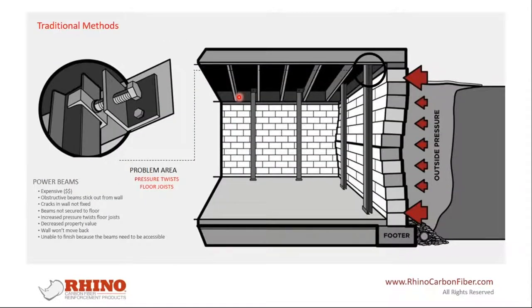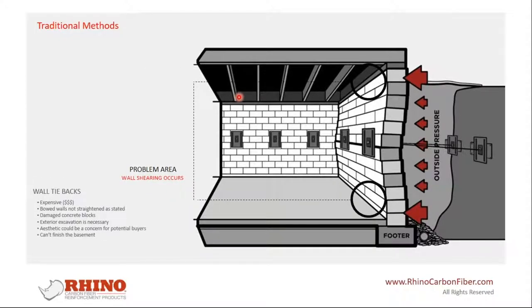Here's the traditional way to fix a bowed wall condition. A steel girder takes time, and you have the risk of twisting the floor joist and the steel tie back. You have to do the full excavation, and you might end up damaging the block.